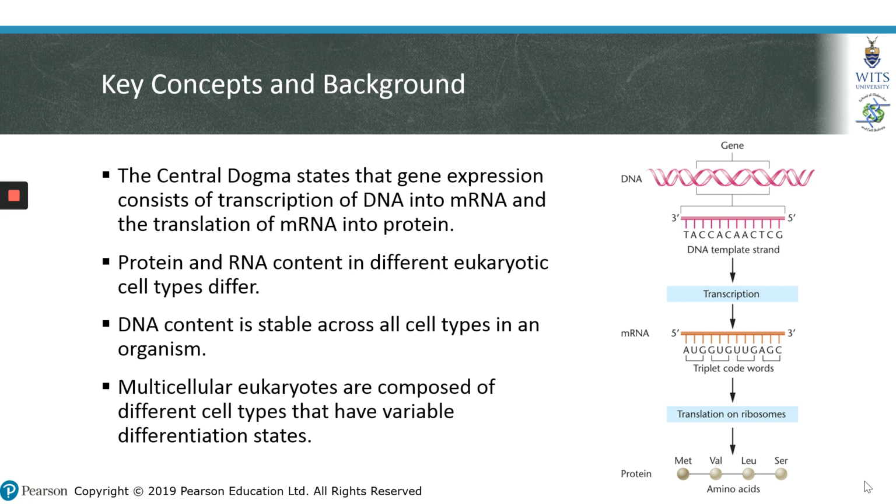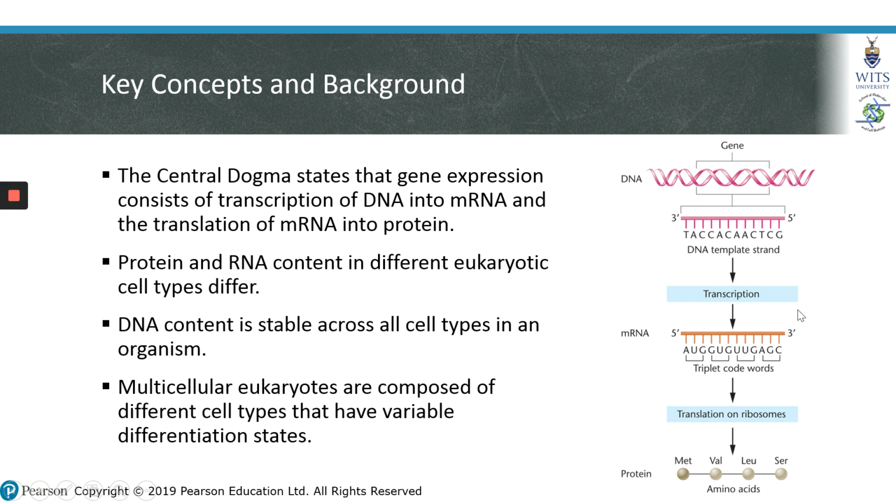By now, we should all be familiar with the central dogma of molecular biology. The central dogma states that genes that are contained within the DNA hold the sequence or the code for a template strand that can be transcribed into mRNA. The mRNA contains the triplet code words that are required to convert that mRNA into a functional protein.